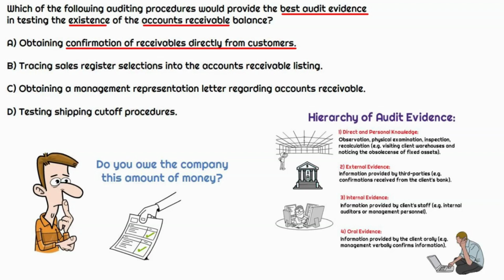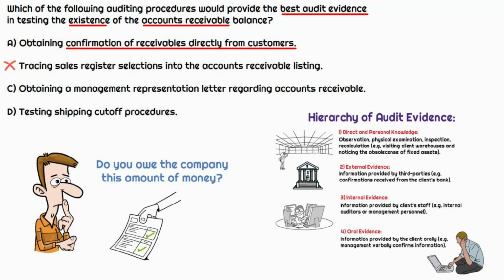So the next one says tracing sales register selections into the accounts receivable listing. So basically here it's just saying, okay, they recorded a sale. Is that sale also in the receivable listing? It may not be. The customer could have paid them already. But what this does do is help test the potential completeness of sales transactions in the accounts receivable listing. But honestly, this isn't a great procedure at all. So let's call it incorrect.